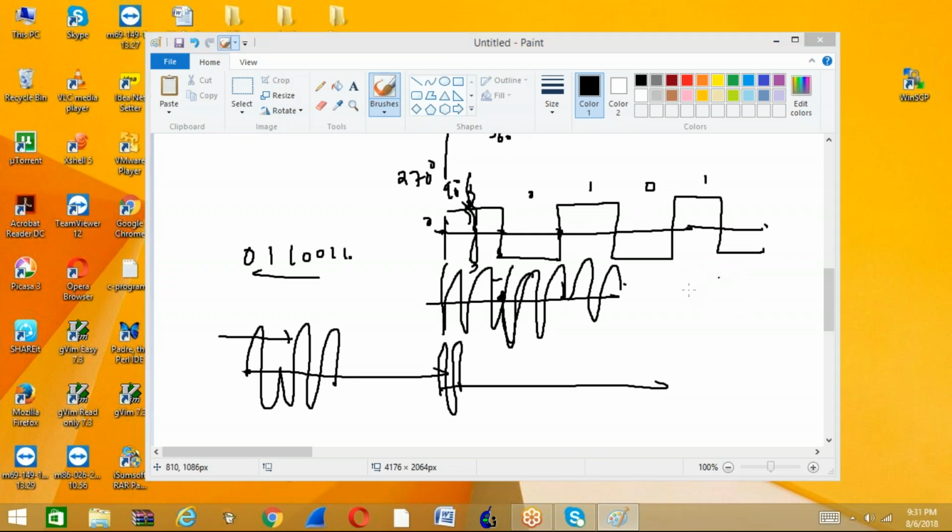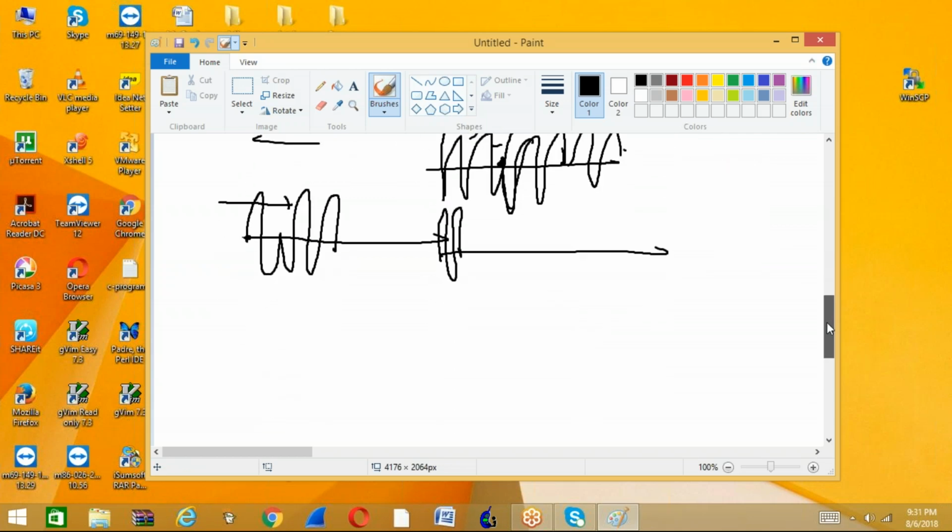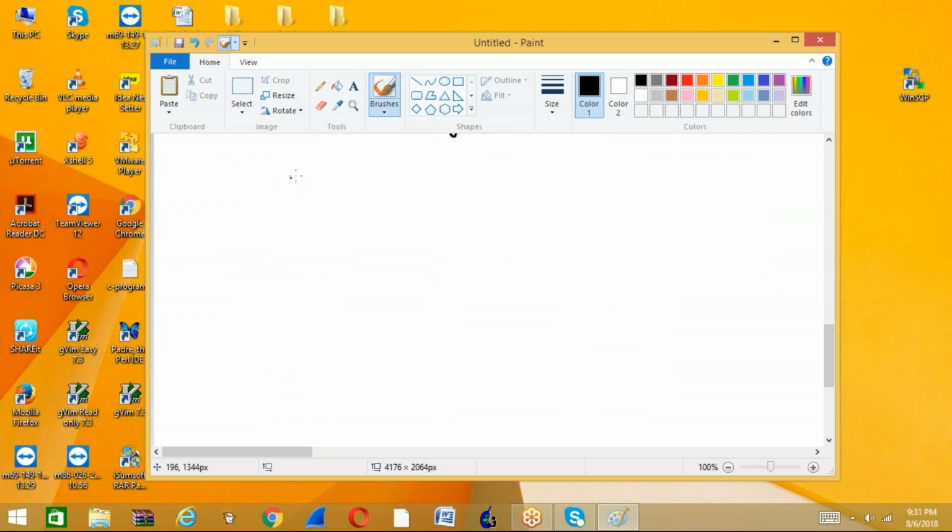Anyways, the overall point I want to discuss, ultimately what I want to say in a single statement, is that the phase is shifted for every 90 degrees. That means if I draw like this, there is a phase shift over here, and in every phase shift there is some data going on.